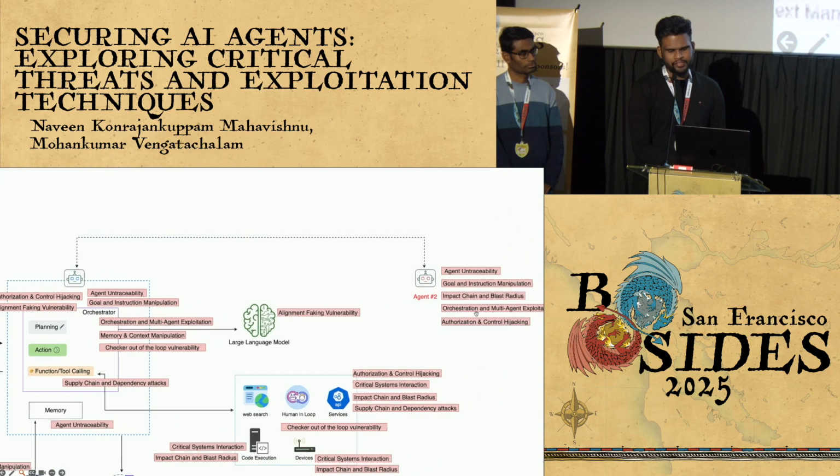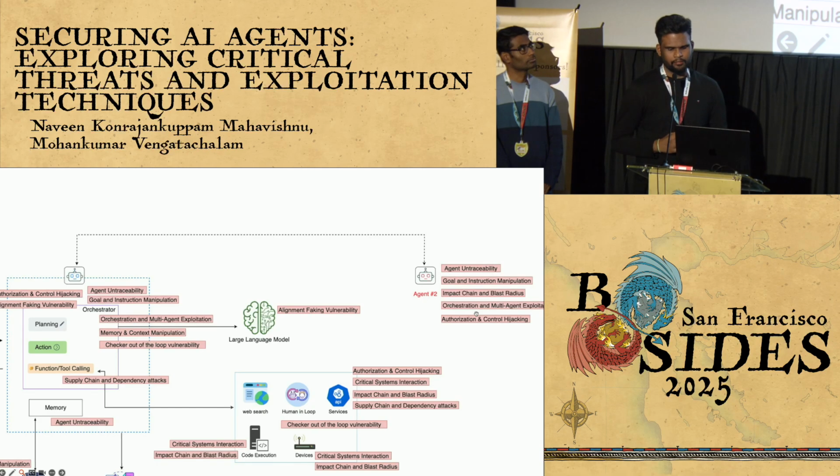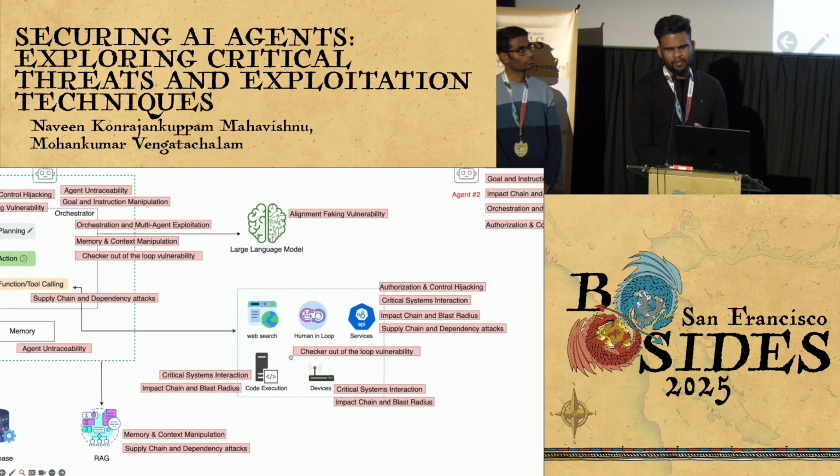When it comes to multi-agent systems, threats like orchestration exploitation and multi-agent attacks become a real threat. So we have to be really careful when we integrate our agent with other agents in the chain of orchestration.